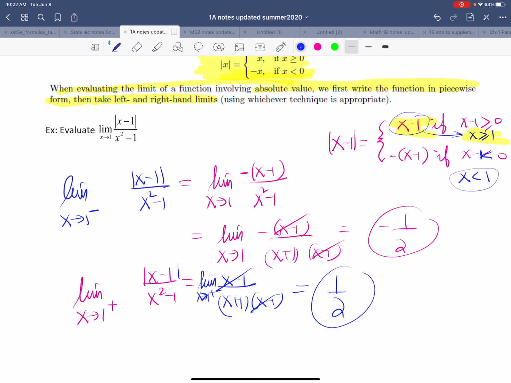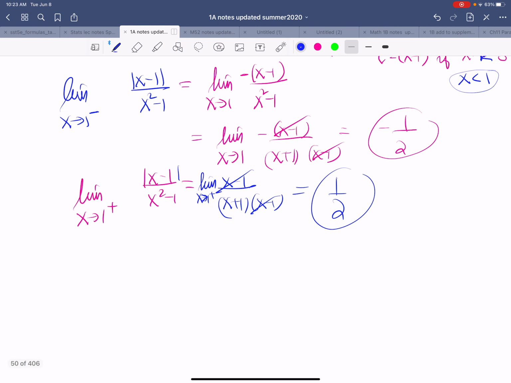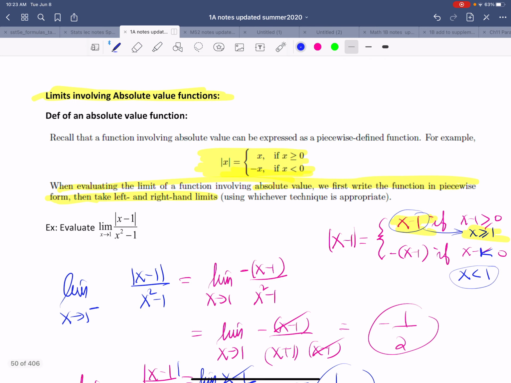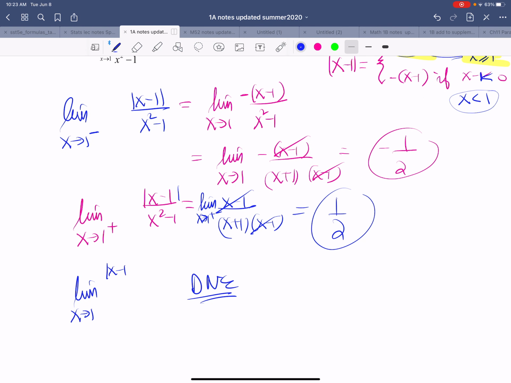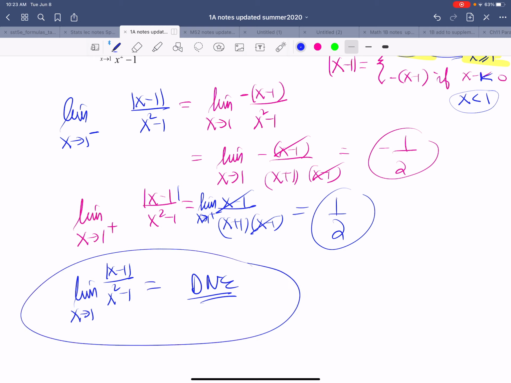So coming from the left-hand side, we have a different limit. Coming to 1 from the left-hand side, the limit is negative 1/2. Coming to 1 from the right-hand side, the limit is positive 1/2, but the numbers are not equal. So the left-handed limit and the right-handed limit do not match. So we would say the limit of the absolute value of x minus 1 over x squared minus 1 does not exist, because we're going to two different numbers coming from the left and right-hand sides.